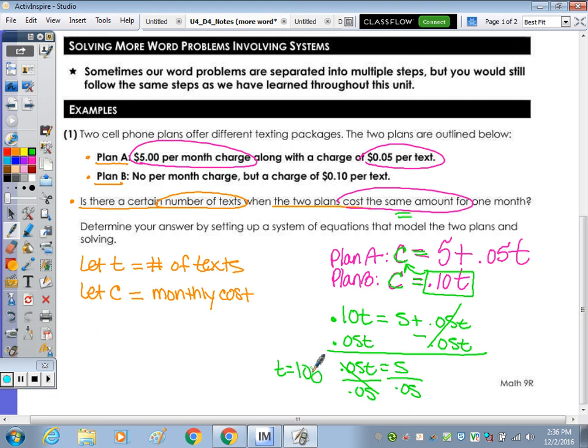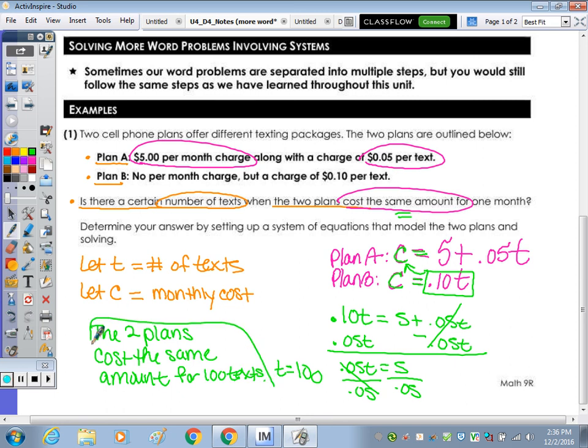So to answer the question, the two plans cost the same amount for 100 texts.